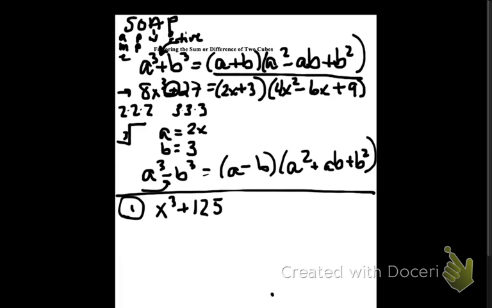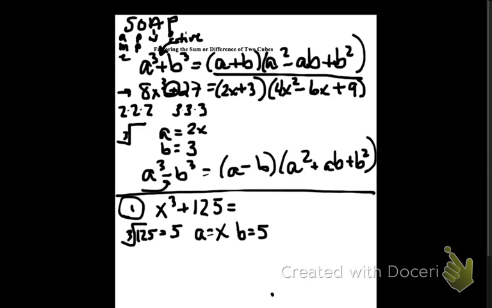cubes. X cubed I know is a perfect cube. 125, this is my first time dealing with perfect cubes, I'm not sure, so I'm going to check it on my graphing calculator. Okay. When I do cube root 125 into my graphing calculator, I notice that it is a perfect cube because my answer is 5. Once I have that, I can say that A is going to be X. Remember, A is always the cube root of your first term. B is going to be 5, the cube root of my second term.